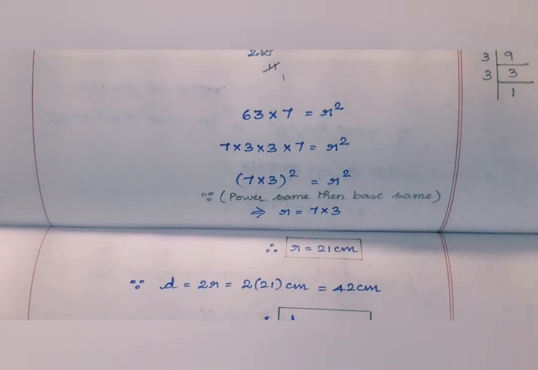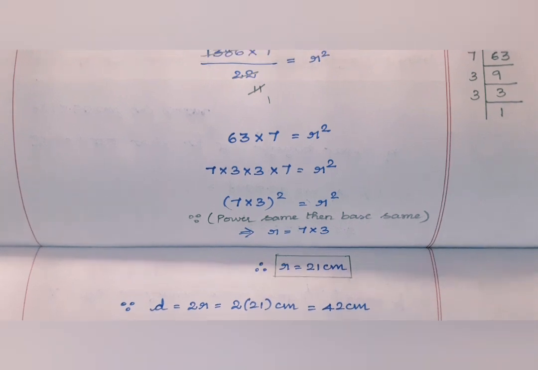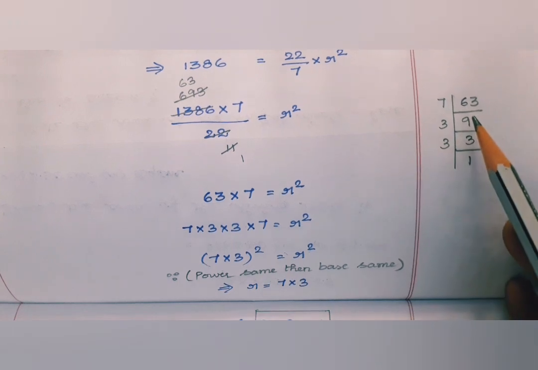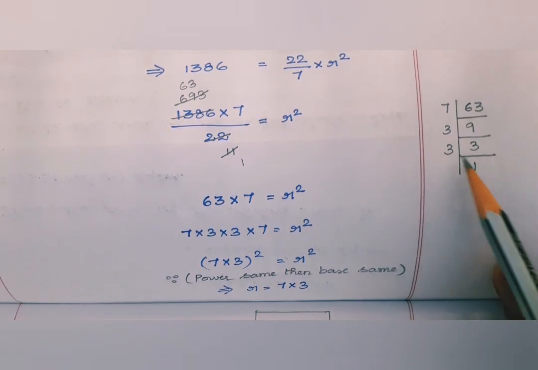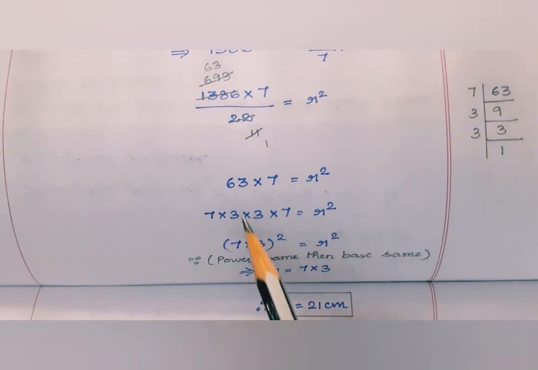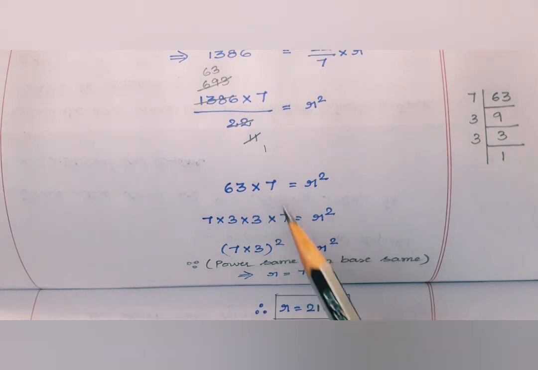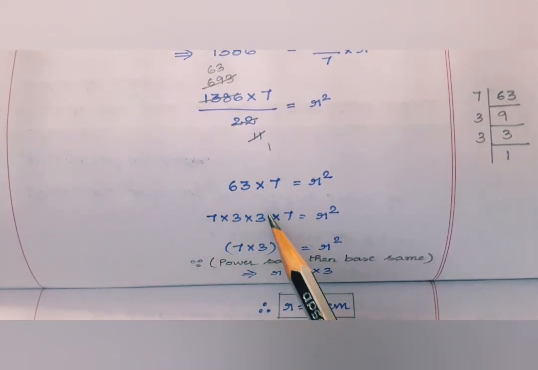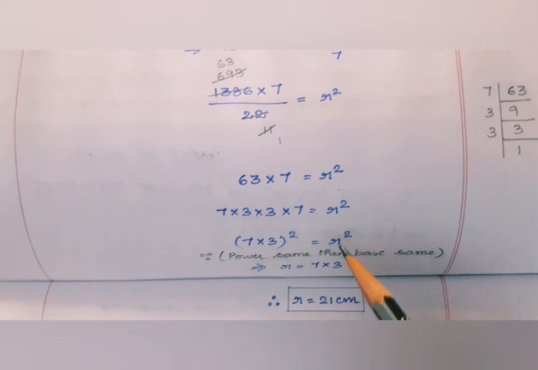So now the thing is, we need to find r, but here we have only r square. So what we have to do is go for L division. When we go for this, 7 9s are 63, 3 3s are 9, 3 1s are 3. Now 63 has been converted to 7 into 3 into 3 into 7. So here 2 3s are there, 2 7s are there. We'll write it as 7 into 3 the whole square, which is equal to r square.